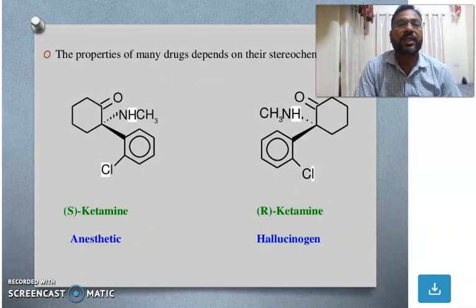The properties of many drugs depend on their stereochemistry. Look here, this example is S-ketamine and R-ketamine. S-ketamine is used as an anesthetic and R-ketamine is used as a hallucinogen.